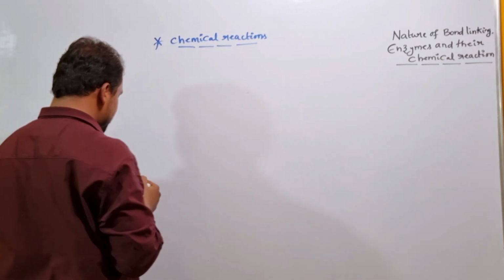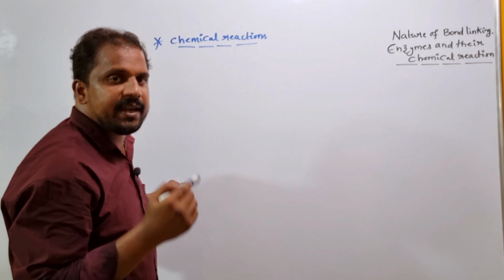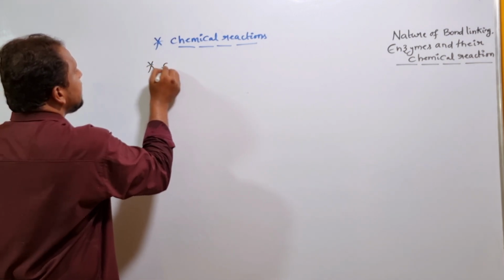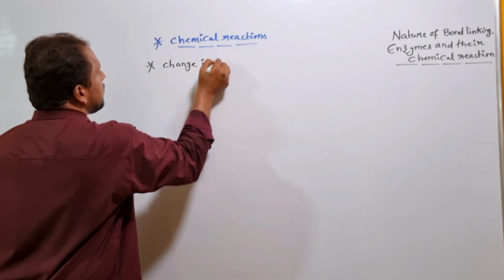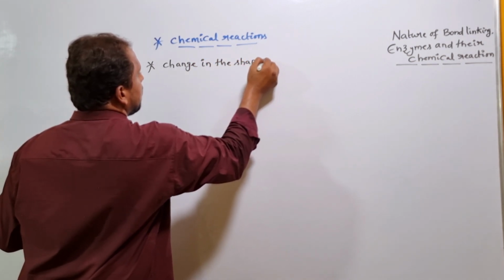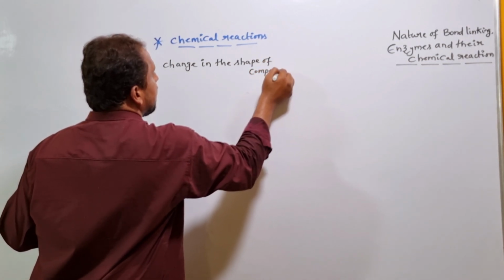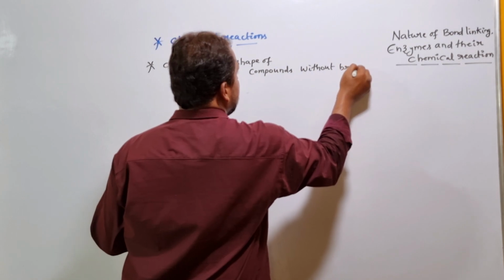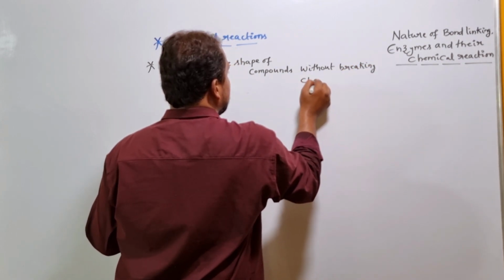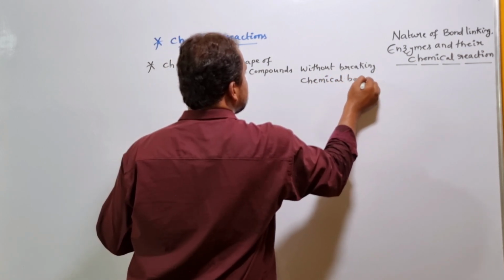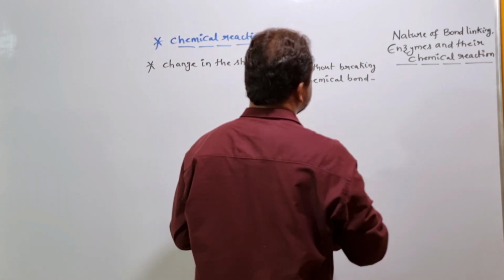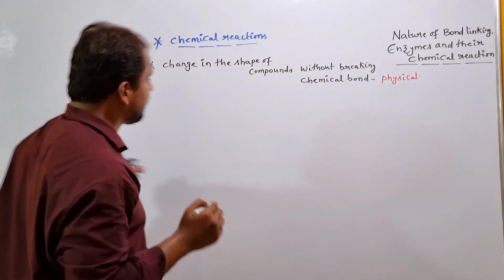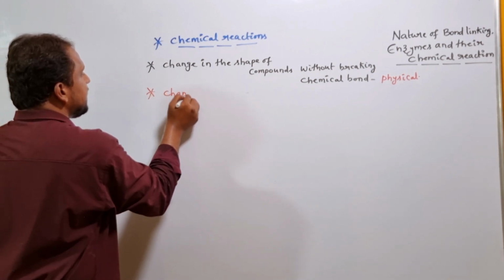So in general, the specific chemical compounds, they are capable to undergo chemical transformation by taking the advantage of two different strategies. So here, the very first strategy, here it is nothing but what? Change in the shape of compounds without breaking chemical bonds. So here it is a type of physical process, right? And the other physical process, here it is nothing but what? Change in the states of matter.